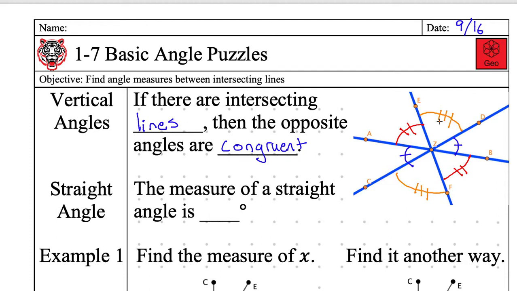The measure of a straight angle is how many degrees? I'm going to go with Josie. 180. Don't forget it. If you ever have a straight line, you might have 3 angles on that straight line. For example, AZE, EZD, and DZB. All of these angles together, there are 3 of them. Those 3 angles make a straight angle. All 3 of them must add up to 180 degrees. Be looking for those. Those will help you solve problems.